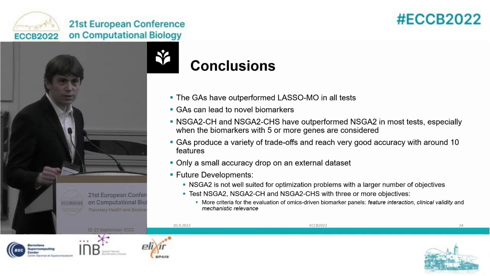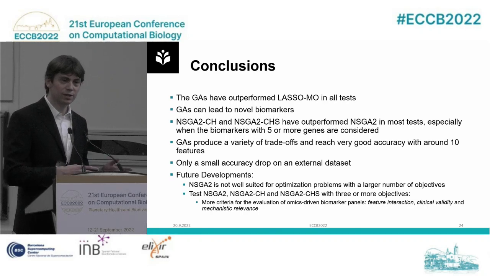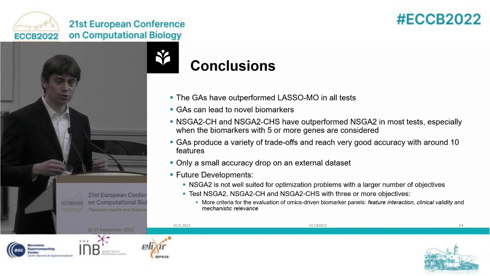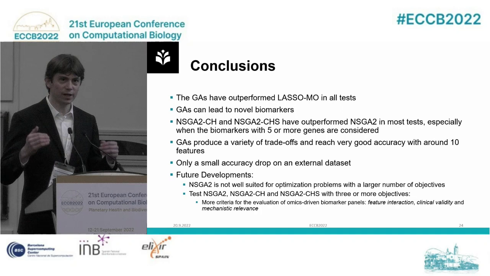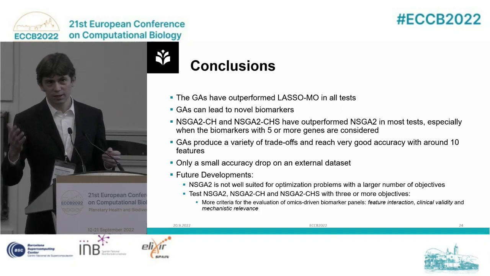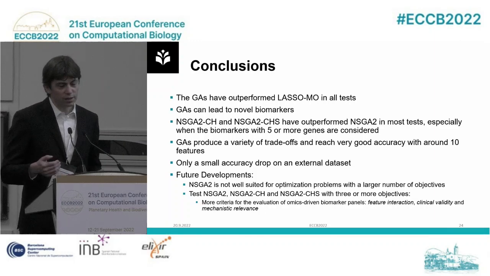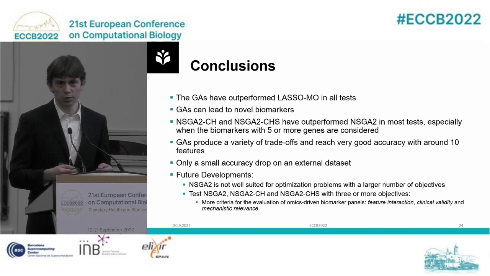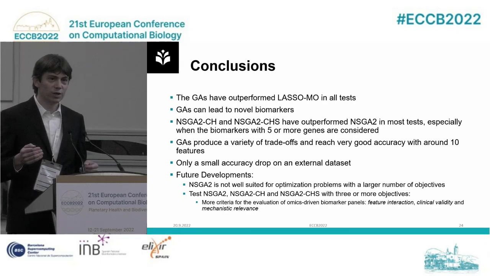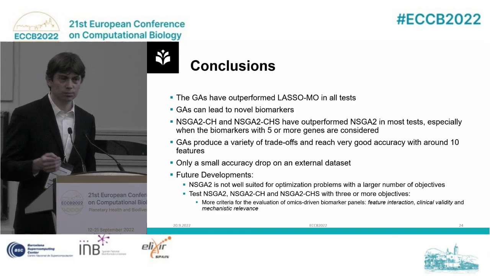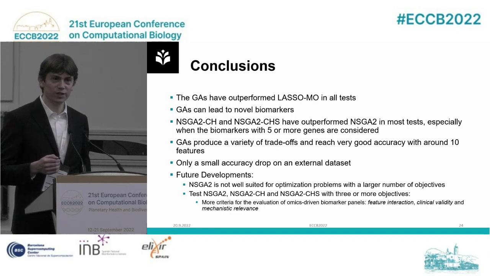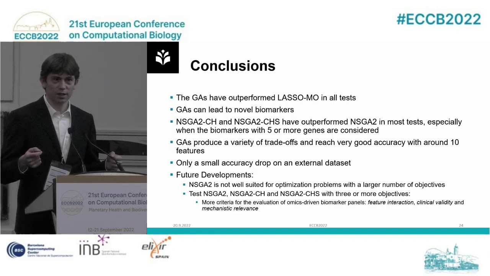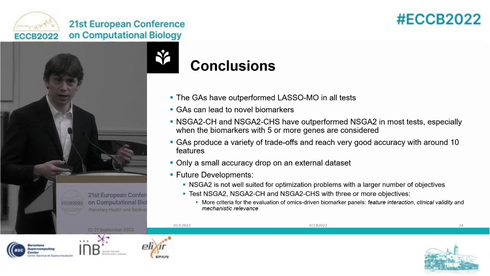So in conclusion, genetic algorithms work quite well in identifying new biomarkers, considering that as a multi-objective problem, so trying to identify all the interesting trade-offs between the accuracy and the set size. And our novel algorithms perform better in most of the tests than the NSGA2 algorithm, especially when you consider biomarkers composed of five or more features. And when we go from a cross-validation to an external validation, the drop in accuracy is not big, considering that we are working with data that have been collected by a different study that is conducted in a different country.